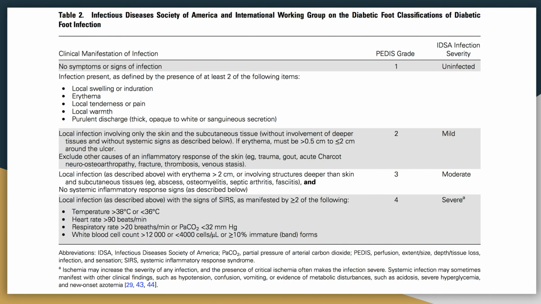Infection should be defined clinically by the presence of 2 or more classic findings of inflammation or purulence. The infection should then be classified by severity, being either mild, which is superficial and limited in size and depth, moderate, being deeper and more extensive, or severe, which is accompanied by systemic signs or metabolic perturbations.